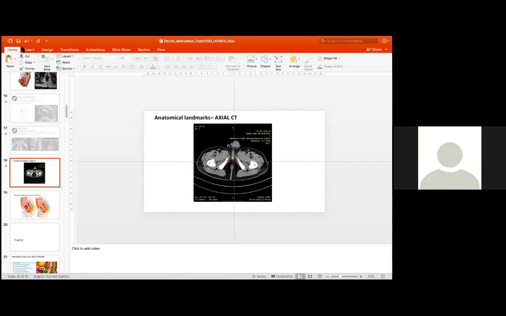Yes, sir. Ma'am, somebody has asked that in rectosigmoid cases, what will be the cranial most part of the CTV? Rectosigmoid cases, okay, basically rectosigmoid per se, we are not treating with neoadjuvant for starters.